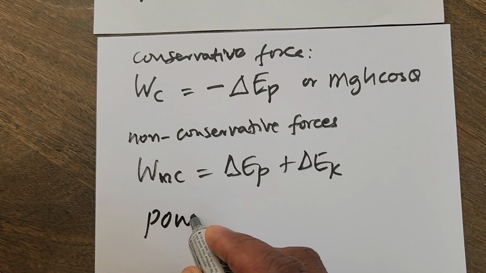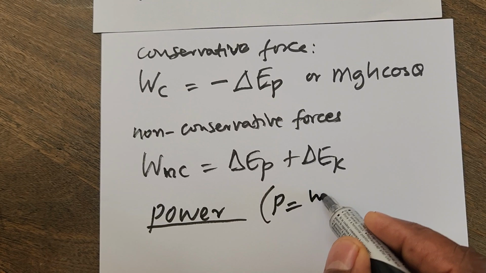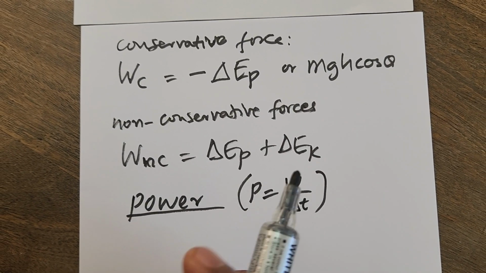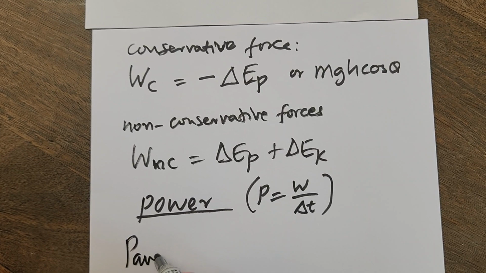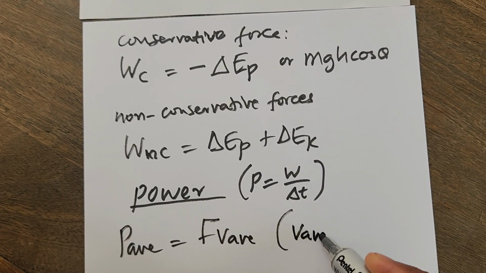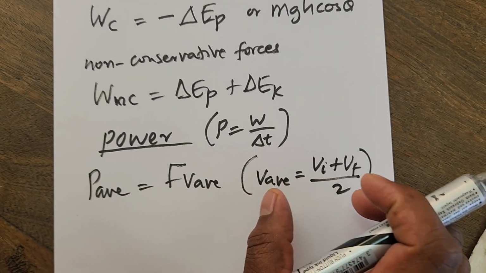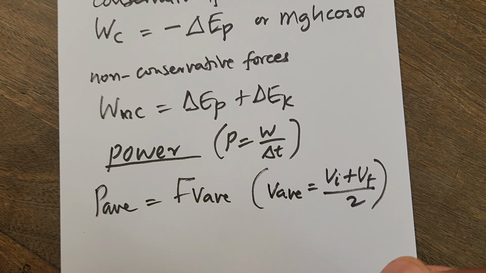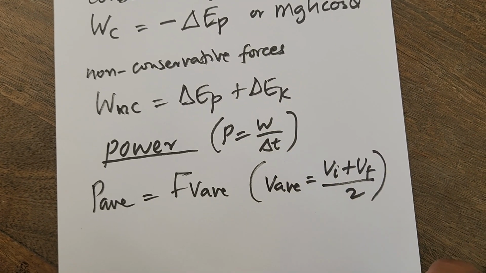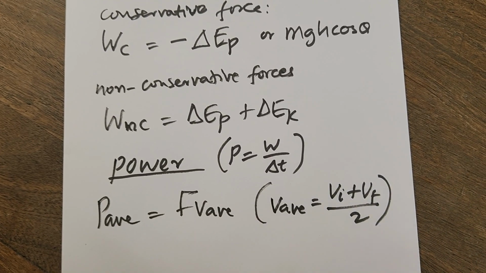The last part of this section will be power. We know power is defined as the rate at which energy is transferred, or the rate at which work is done. Therefore, the very important formula when calculating average power is F multiplied by V average. Please be careful. V average equals VI plus VF divided by 2, especially where the velocity is not constant. But if it's constant, whether you do it this way, it will give you the same thing, because 10 plus 10 divided by 2 is 10. So when it's constant, you don't have to do this. But when it's not constant, then you have to do this from where it started to where it ended.